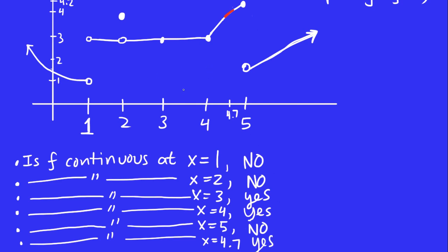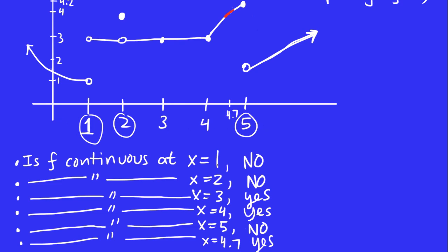So really, if I were to ask you which numbers this function is discontinuous at, the answer would be that the only numbers in this entire domain where this function is discontinuous are 1, which is a bad one because we have a break there and it's not even defined there; 2, which is a bad number because the function has a break there; and 5. Those are the only numbers at which this function is discontinuous.